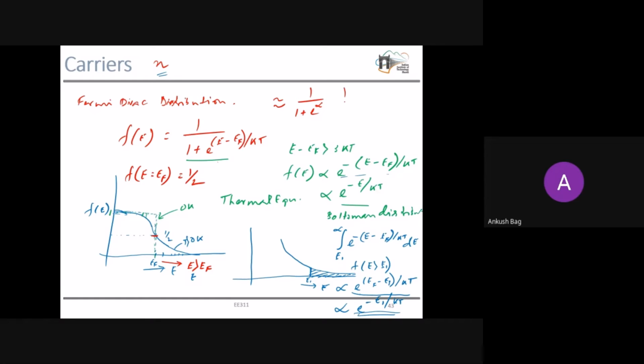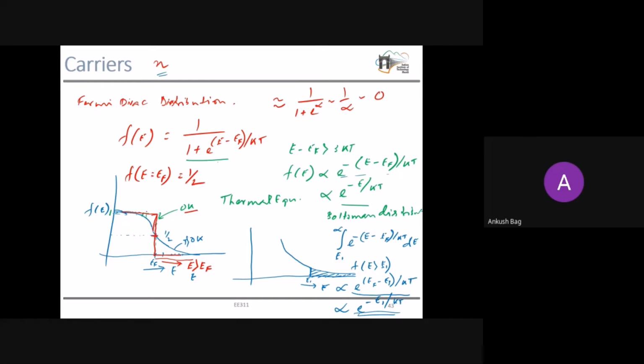So this will be 1 upon infinity, which is 0. So above EF, at 0 Kelvin, you will not be able to find any electron. If we want to find an electron with energy greater than EF at 0 Kelvin, we will not be able to get any.